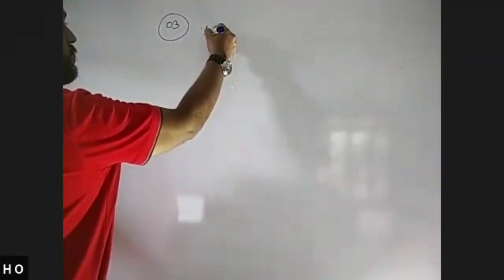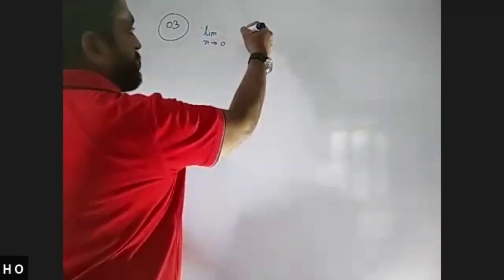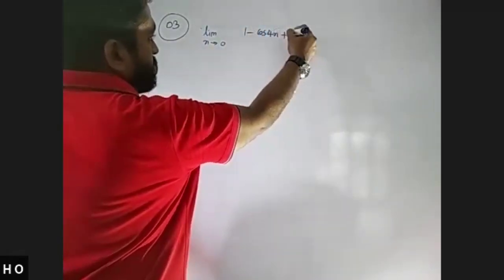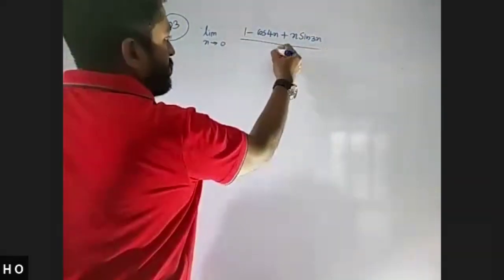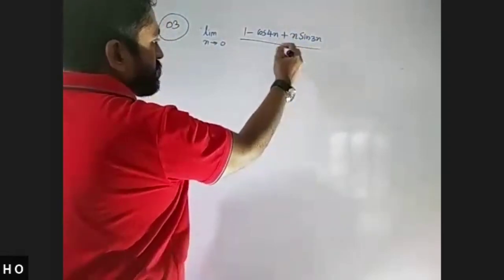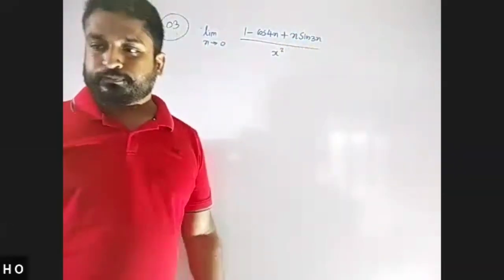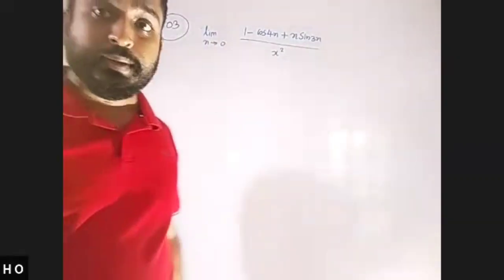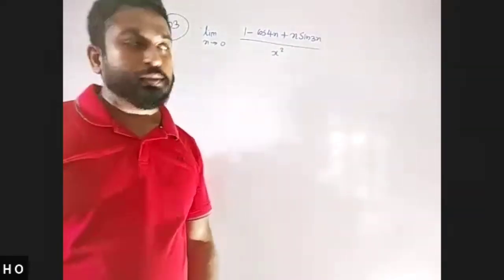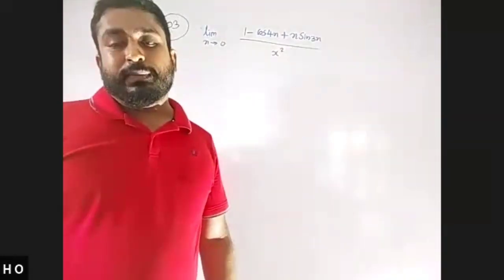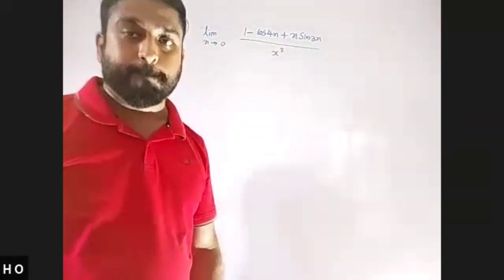It is a moderate question. Limit as x tends to zero of (1 minus cos 4x plus x sin 3x) over x squared. Obviously by looking at this question, you can say whether it is an algebraic limit or a trig limit, which are the two basic limits we have in A level. By looking at this particular limit, you can certainly say it is trigonometric.